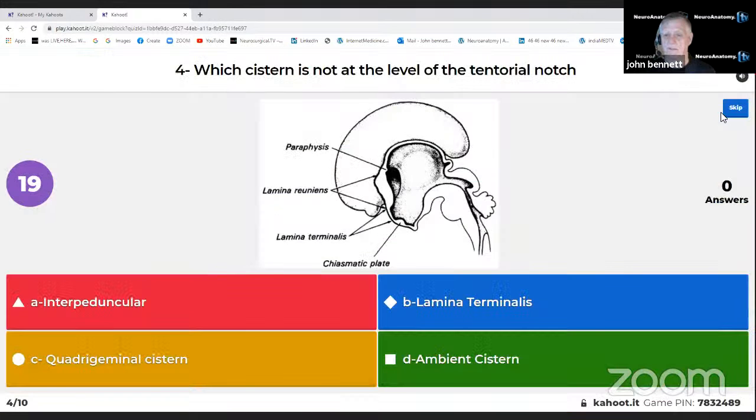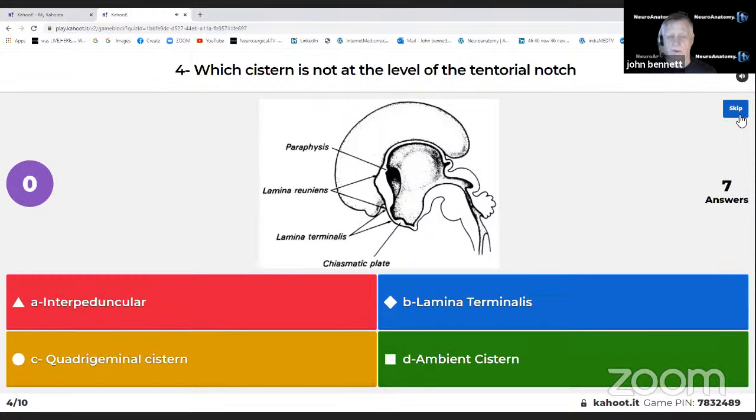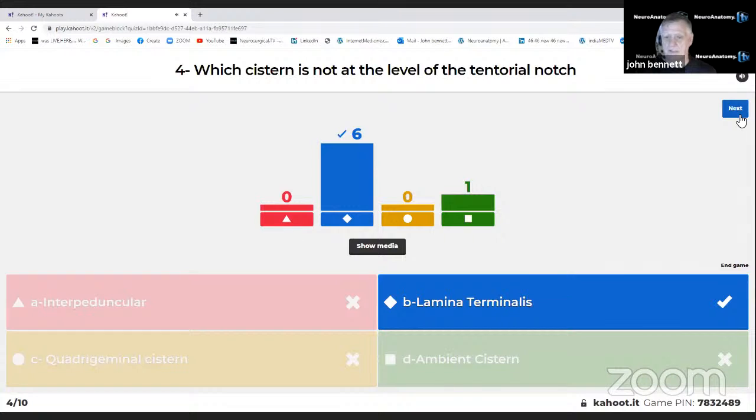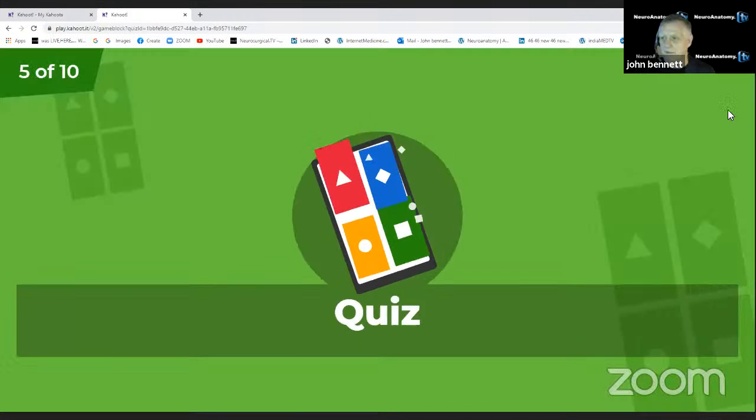Which cistern is not at the level of the tentorium. Tentorium notch. Okay, I have a feeling we're going to get that right. Okay, 6 got that right. Okay, excellent. Excellent. Okay. Social Lizard creeps back into the lead. True to its name, it creeps like a lizard.